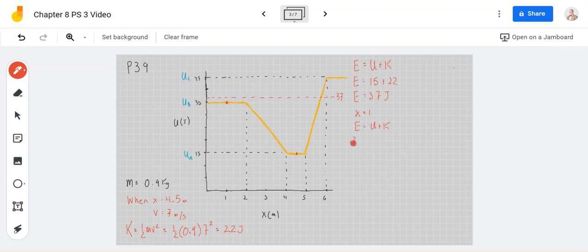So I know my total energy is 37. At 1, the potential energy is 35, so the kinetic energy is equal to 2. It's also equal to 1/2 mv squared. So 2 is equal to 1/2 times the mass, 0.9, times speed squared. Speed is equal to 2.1 meters per second.